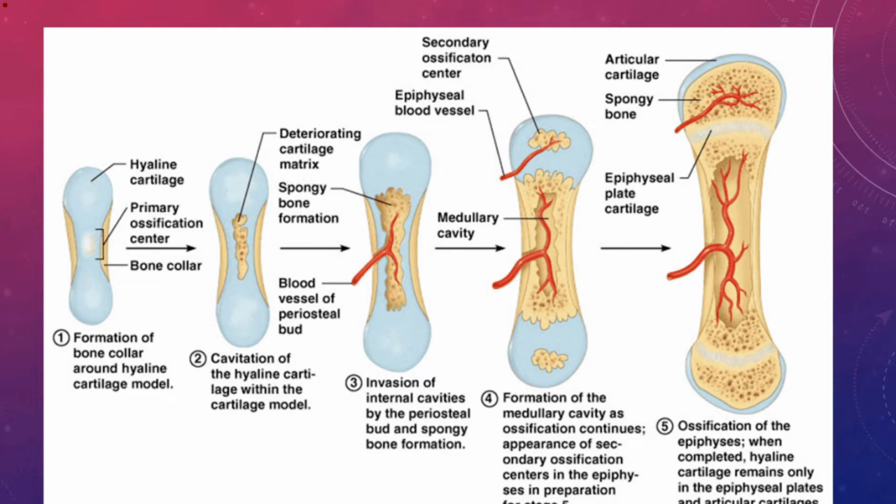Okay. So we got formation of the bony collar. We got cavitation. We got the periosteal bud coming into that center, right? And then we get epiphyseal ossification.